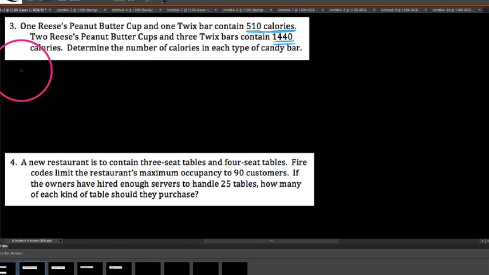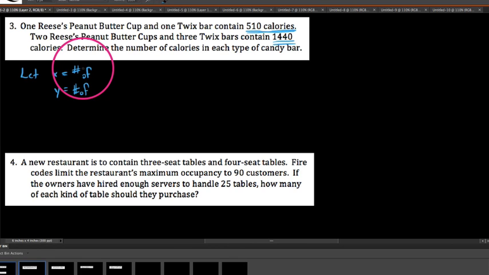As we do traditionally with any application problem, the first thing we're going to do is start by defining our variables. Because I know that there were 2 different types of candy bar, I'm just going to define 2 variables here. And in each particular instance, this is very important, we allow these to be a number of something. I know you're inclined to say that it's a Reese's or Twix bar, those are our 2 variables that we're exploring.